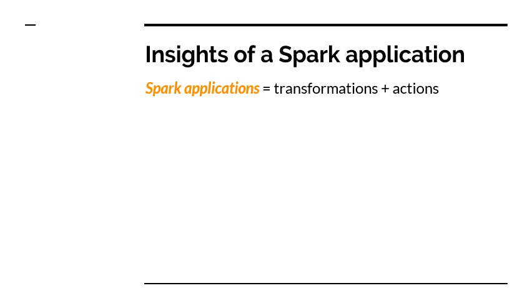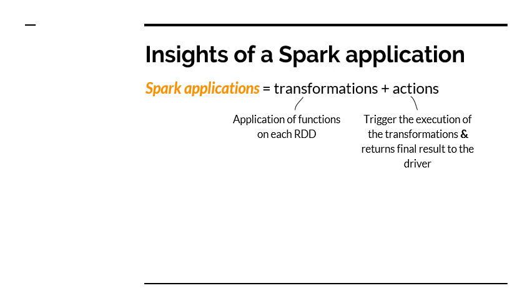Before presenting the algorithms, it is important to understand how a Spark application works. It is composed of transformations and actions. The first is the application of functions in each resilient distributed dataset, while the second is the trigger of those transformations. It is also responsible for returning the result to the application driver. Note that each action unleashes a Spark job. Another important component is the scheduler, which creates the physical plan for the job from the transformations graph.